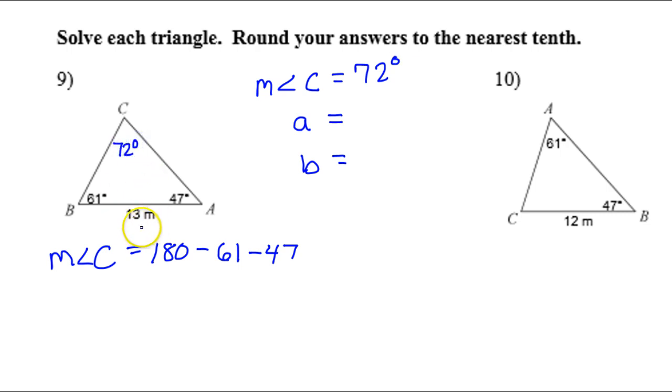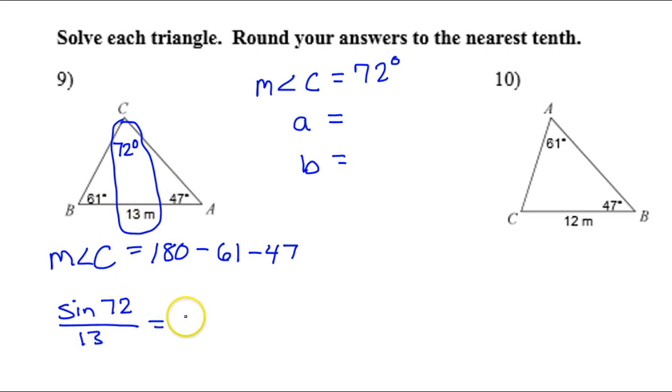Now, that was going to be important because if I want to do the law of sines, I need an angle and a side that are across from each other. So I can set up my first ratio. So now I can say the sine of the 72 degree angle, divided by the side across from it, 13, should equal the same ratio if I do any other angle.